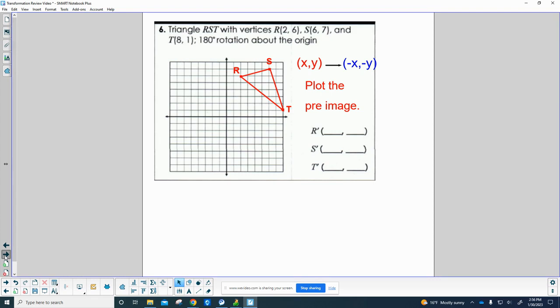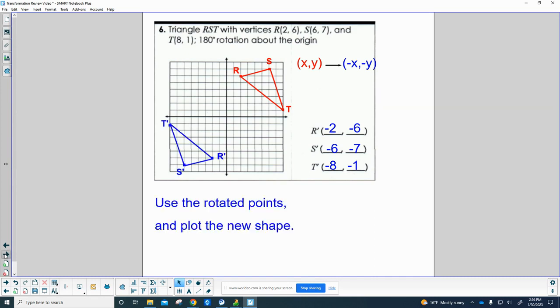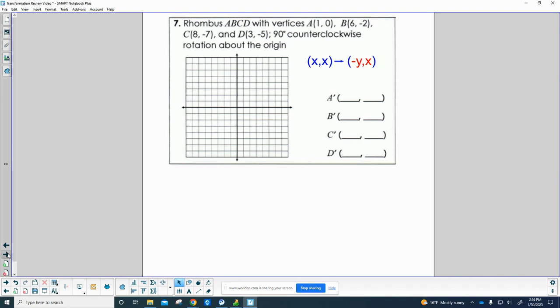So we've plotted the pre-image, and we've used the rule to find the new points. Now we're going to plot those points and draw the shape that goes with them. Those are the ones that are marked with S prime, R prime, and T prime, as you can see there. All right, moving on.